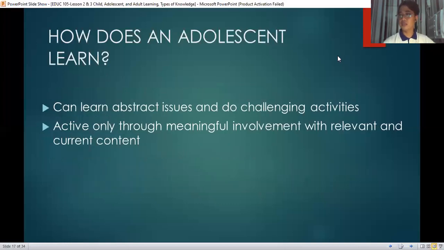Okay, adolescent learners can learn abstract issues and do challenging activities. Just like the adult learners, these adolescent learners have the ability to reason out, to justify, to comprehend abstract issues. Ito na yung analysis, they will do synthesis. These are things that are challenging for the adult learner. So provide something that is challenging. Your activities should be challenging because if not, yung mga bagay-bagay na alam na nila, ayan.